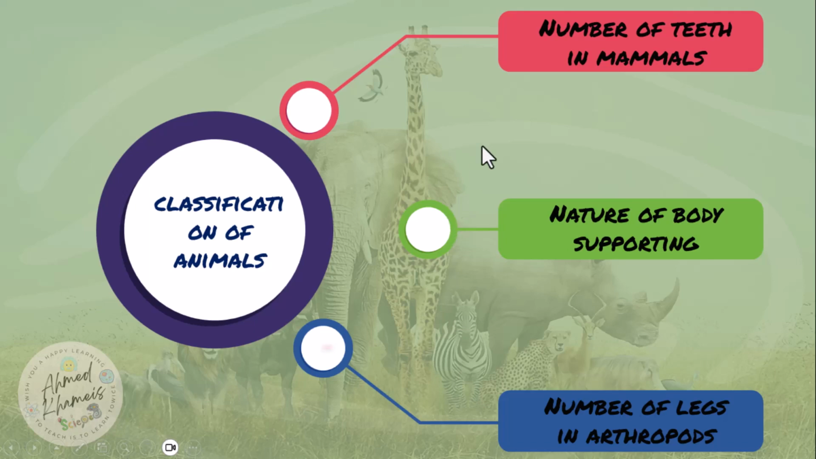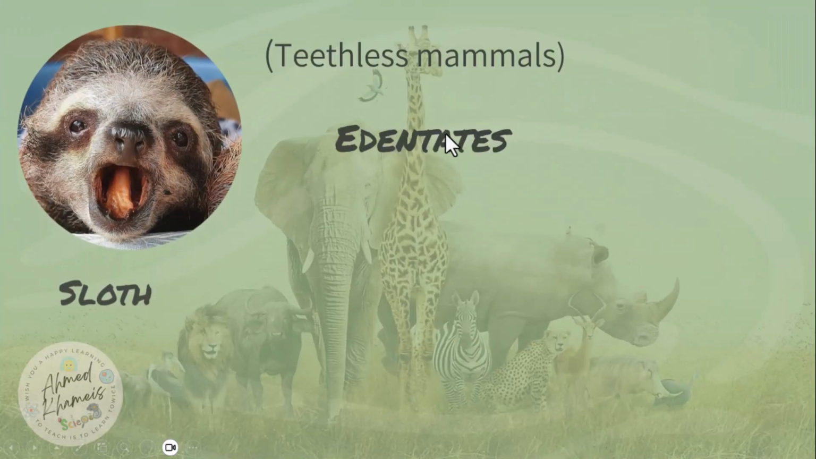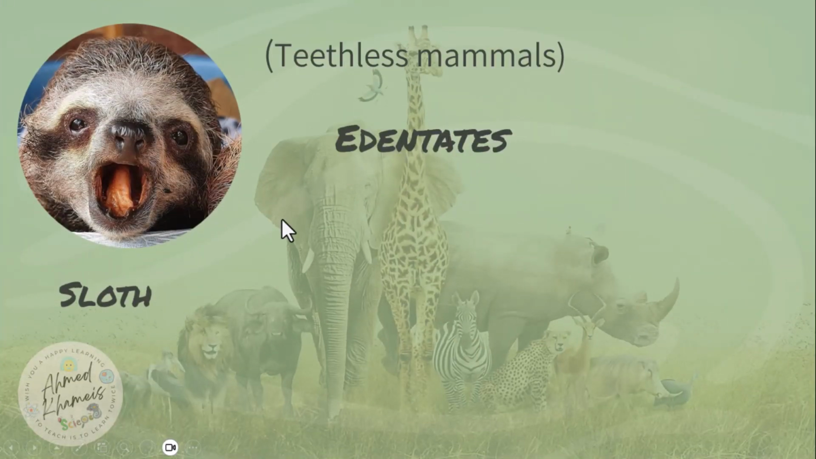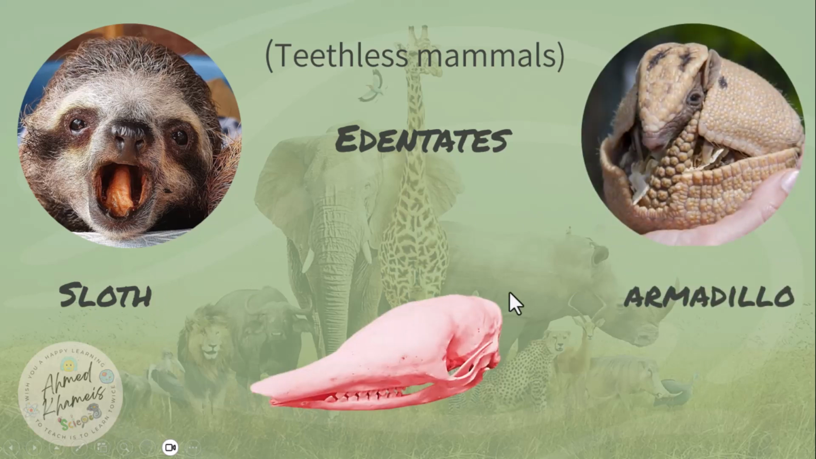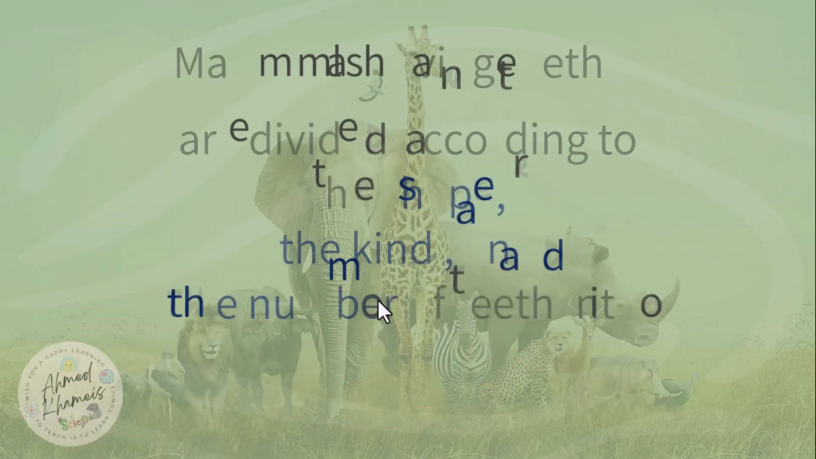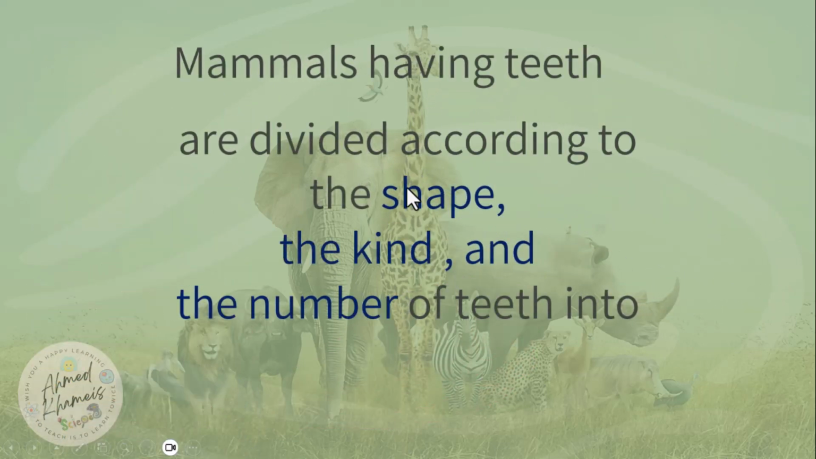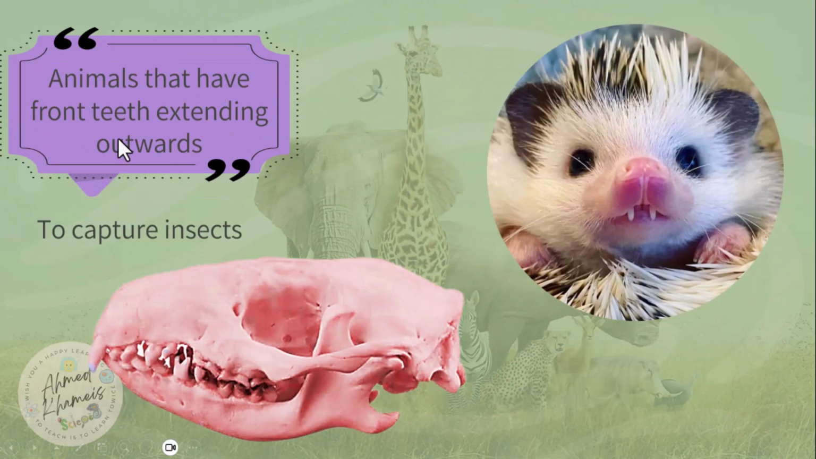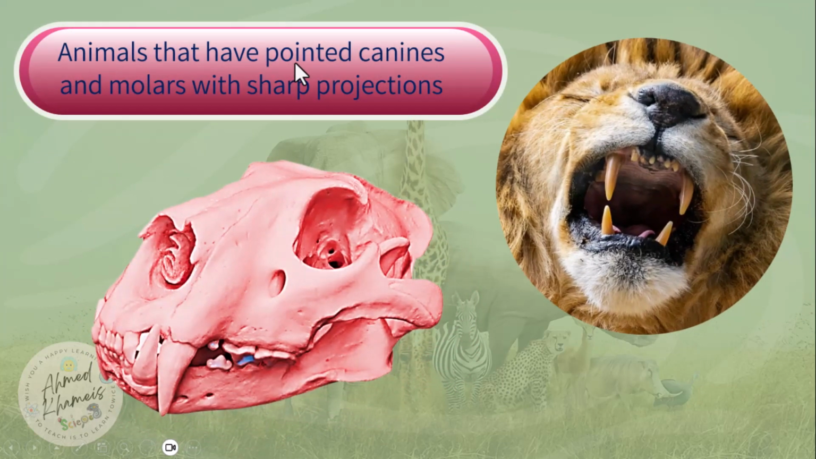Last, we classify the animals according to the number of teeth. So we have toothless mammals, edentates, like the sloth and armadillos. Second, we have mammals that have teeth, which are divided according to the shape, the kind, and the number of teeth. So we have animals that have front teeth extending outward, like the hedgehog, to capture insects. We have mammals that have pointed canines and molars with sharp projections, the animals that eat flesh, like lions.